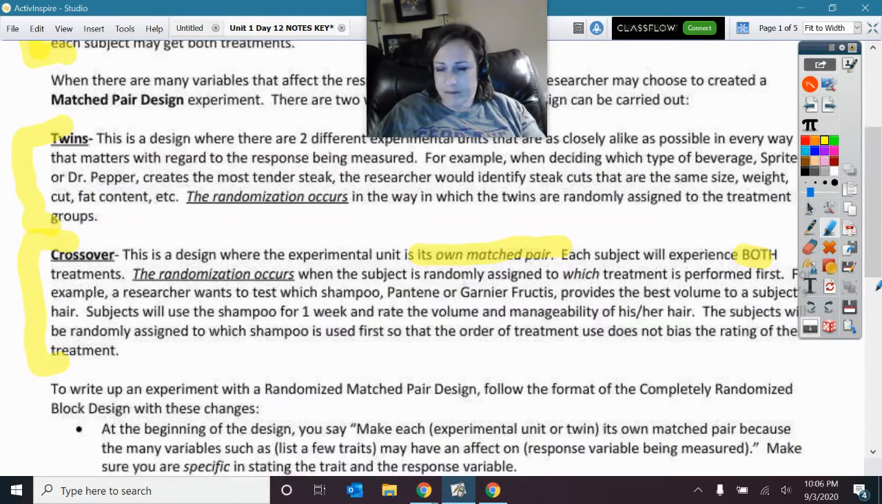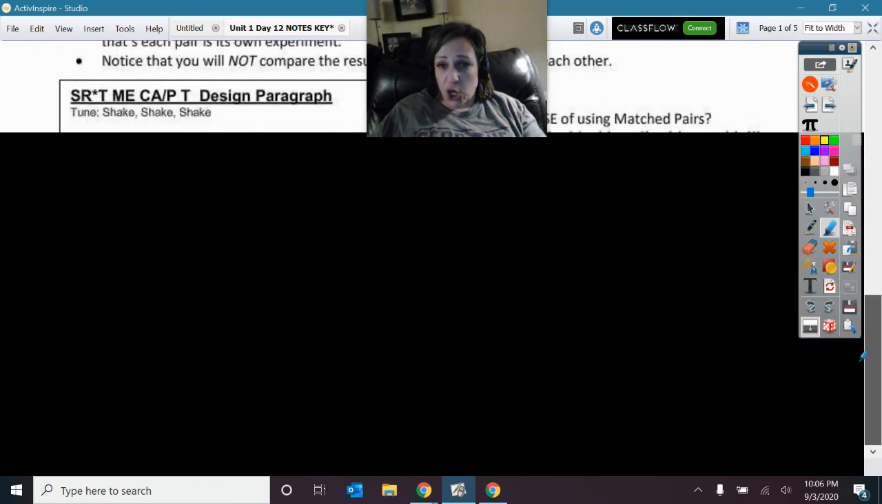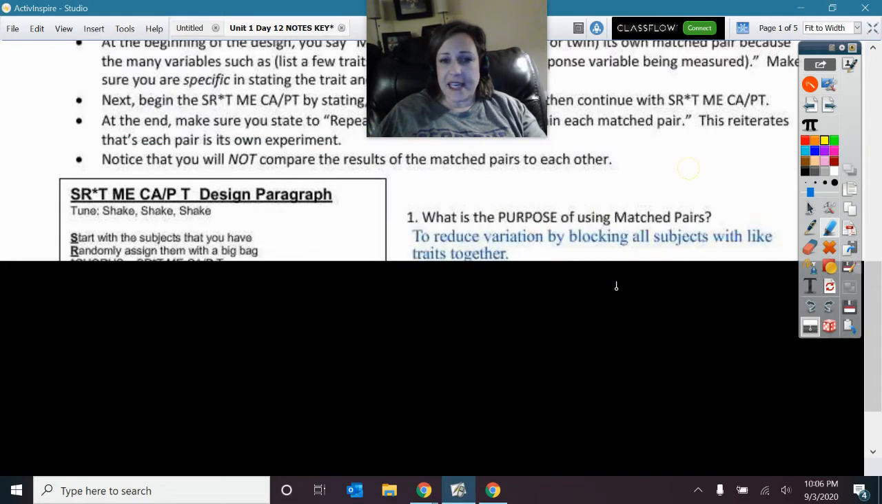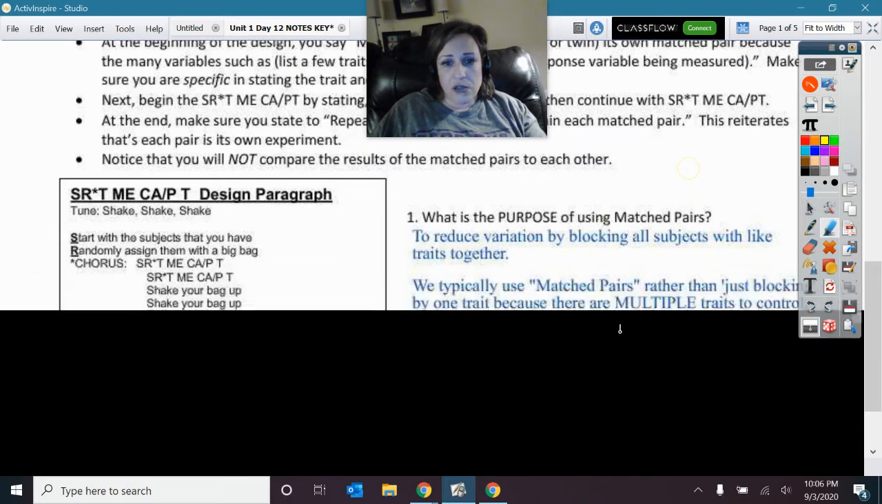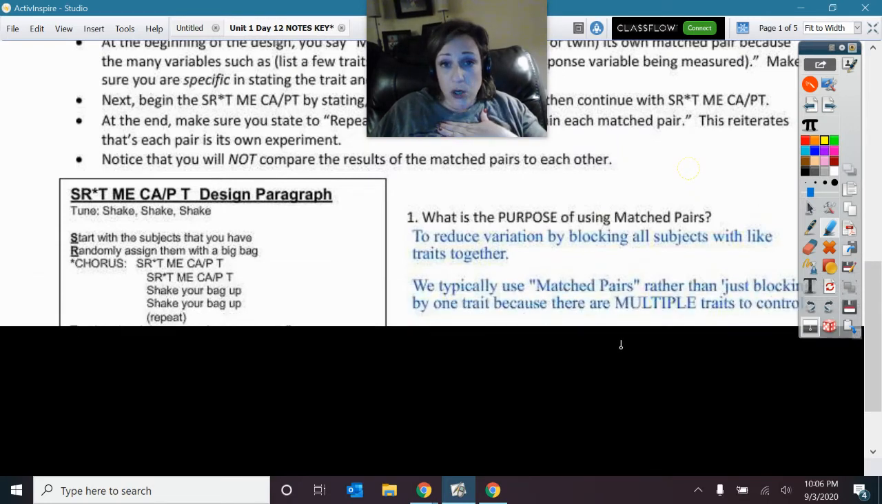So, to review, what is the purpose of matched pairs? And that is to do like our blocking does. It reduces the variation because it's blocking all the subjects that have that common trait together. So me, I'm my own pair, so there's no variability there. If I'm my own matched pair, the only difference that is happening from one treatment to the other is the treatment itself.